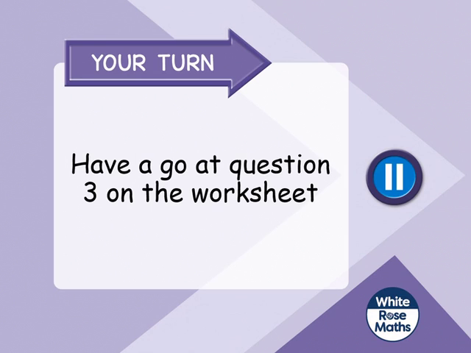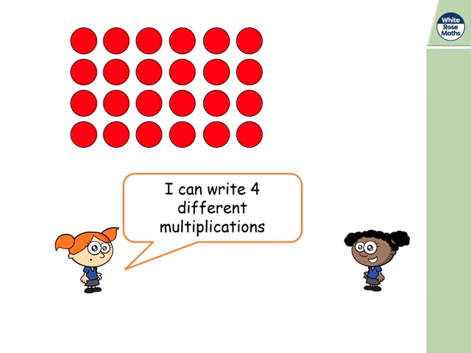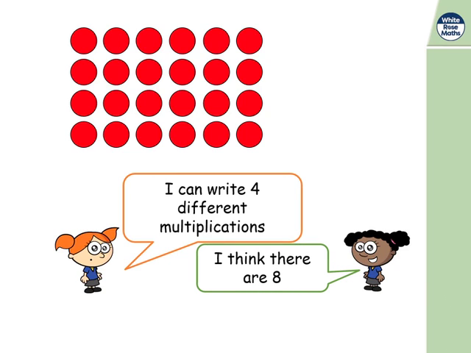It's your turn now. Have a go at question 3 on the worksheet. Alex and Whitney have collected some counters and made an array. Have you got some counters or some small objects that you could put into an array like this? They've got 24 altogether. They're thinking about multiplication sentences to represent this array. Alex thinks she can write 4 different multiplication sentences. Whitney thinks she can do 8.